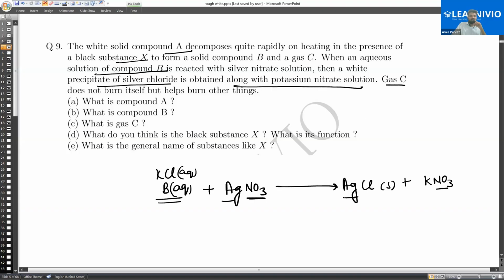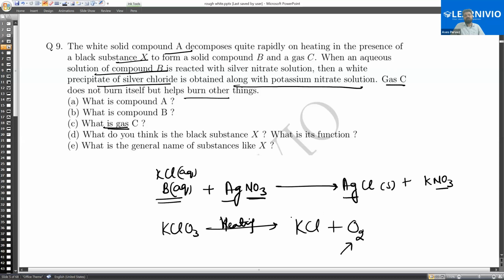Now what is it saying? A gas C. Now you know that when we heat potassium chlorate, you have to memorize this, we get KCl plus O2. We did this just now. So here it says a gas C does not burn itself but helps burning. So it means it is an evolution of oxygen. It is confirmed that compound B is this one, gas C is this one, and compound A is this one.